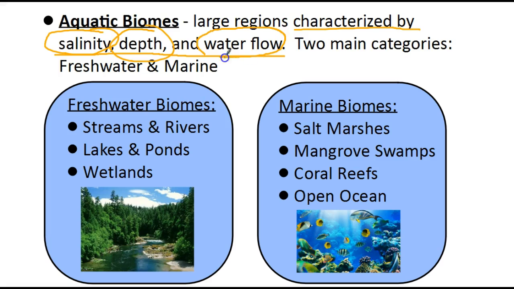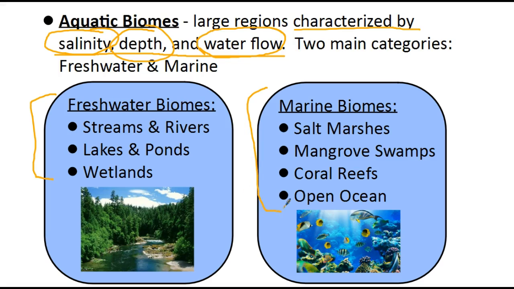And then we have water flow. So is it a pond or a lake where there isn't a lot of water moving, or is it a river or something like that where we get a lot of water moving? So we have two different categories. We have freshwater biomes and marine biomes.